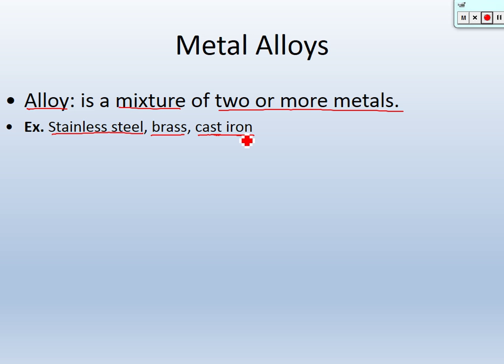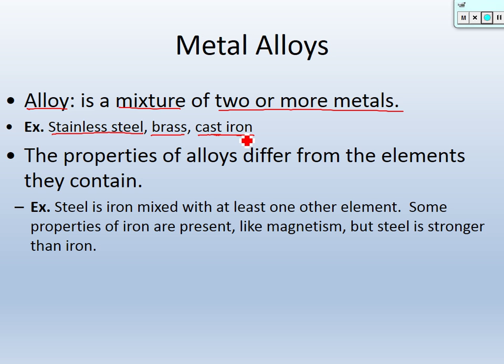You might be wondering, why would we mix two or more metals together? And the answer is, when you mix them together, the properties of the alloys are different from the elements that they contain. So we can mix two metals together. Maybe we want a metal to become stronger. For example, steel is mostly iron, but it's mixed with at least one other element. And when you do that, it makes that iron even stronger. And so that's one of the reasons we mix metals together, to try to get different properties, make them stronger, make them look a little different.